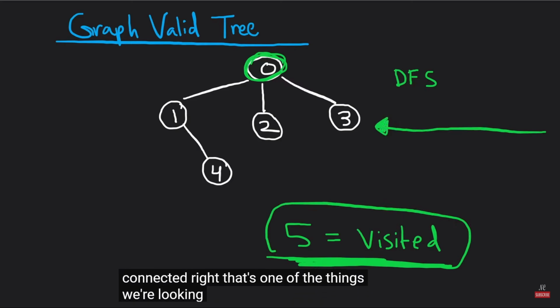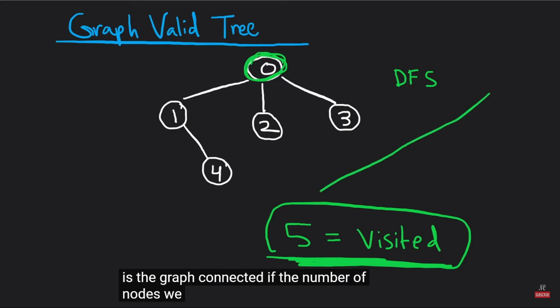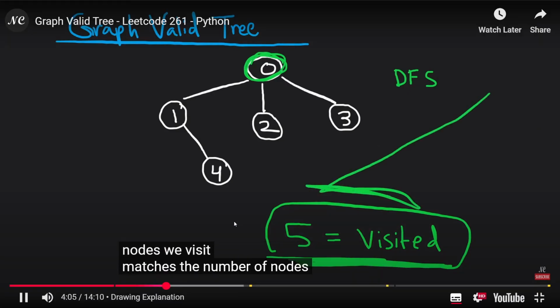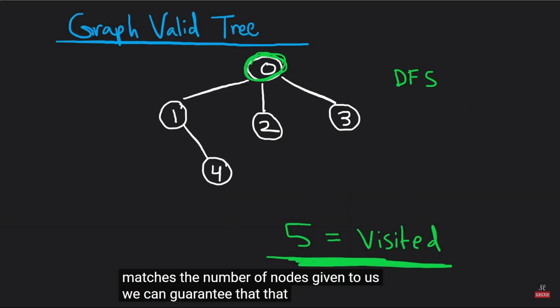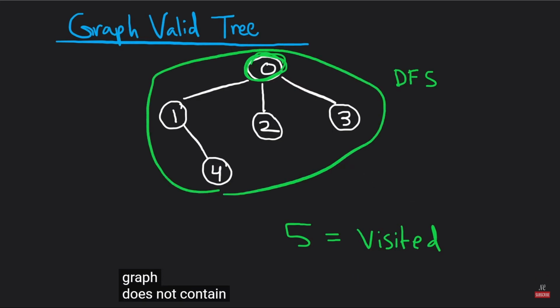That's one of the things we're looking for, is the graph connected? If the number of nodes we visit matches the number of nodes given to us, we can guarantee that the graph is connected. The other thing we're going to check for is to make sure that this graph does not contain any cycles or loops.